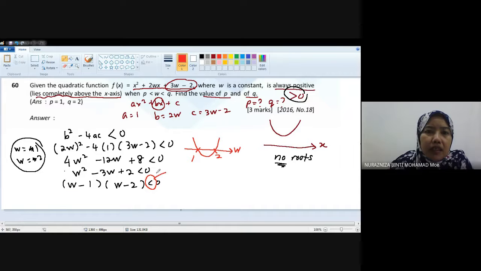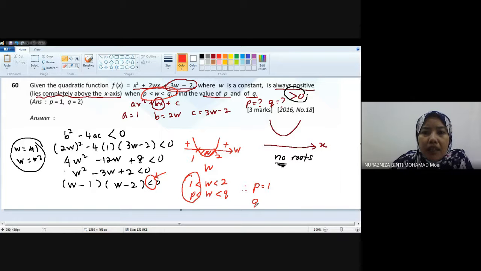So from this symbol, it's less than. There are three parts: positive, negative, positive. So we choose the negative part because this is less than 0. So w is between 1 and 2. So this is the range of w. Compared to the given information, w is between p and q. So therefore, we conclude that p is equal to 1 and q is equal to 2.